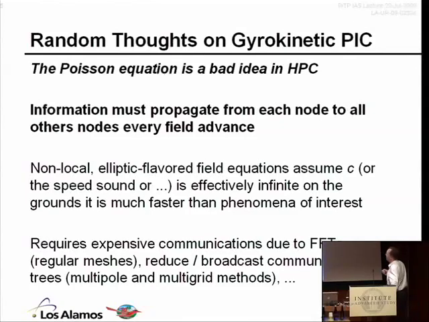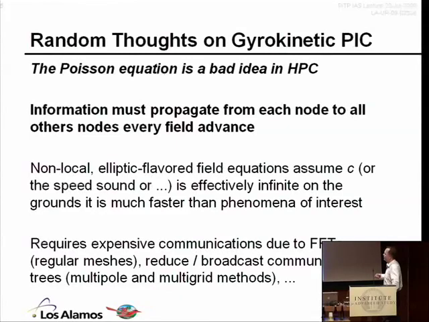Another one, and this one is kind of particular to gyrokinetic PIC, but there is a general broader rule here, which is that elliptic equations are generally a bad idea on high-performance computing. The Poisson equation is the textbook example of an elliptic equation. And the reason why is that information in an elliptic equation must propagate from each node to all the nodes every field advance. This is a consequence of having a 1 over r² force law.